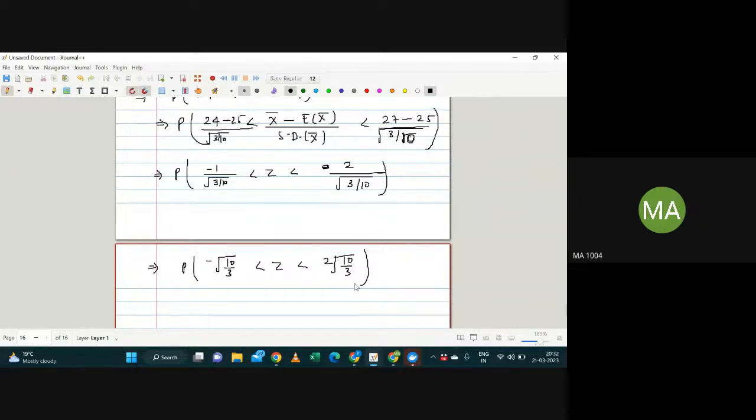See, in the denominator it's 3 by 10, so the 10 will go to the upper side, right? So what is the square root of this, 10 by 3? Anybody? What is the value?